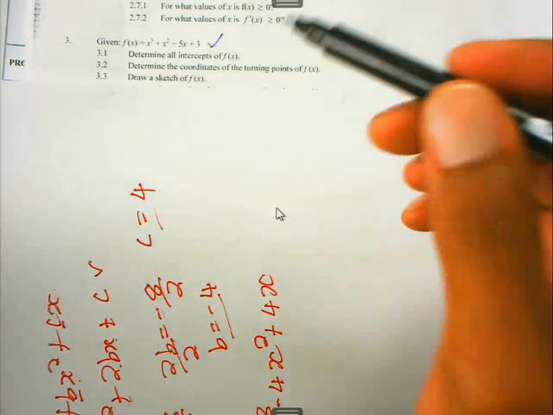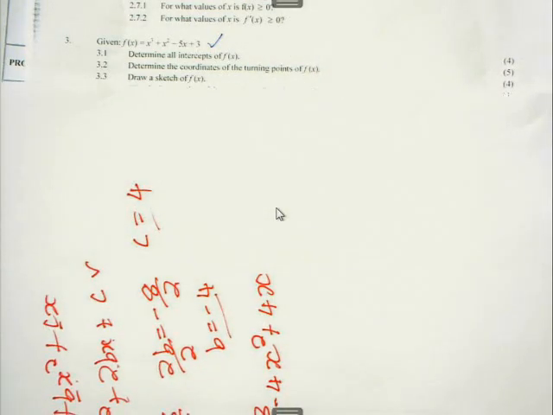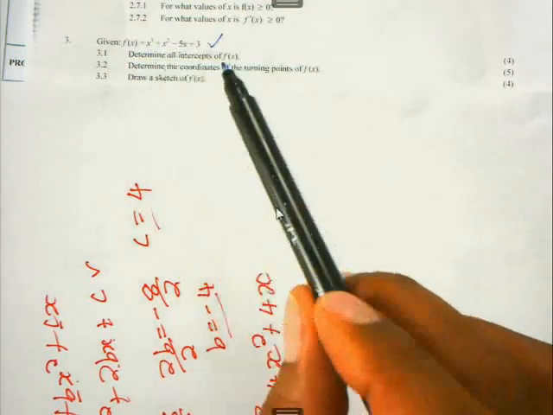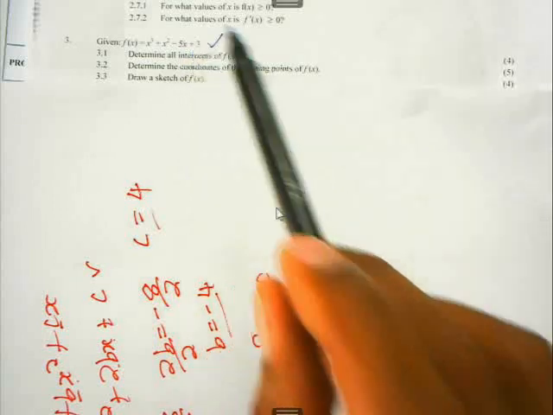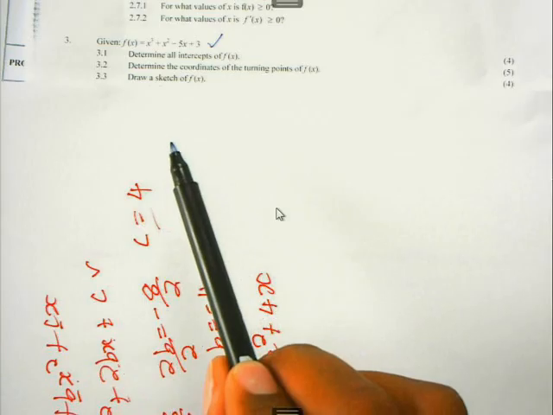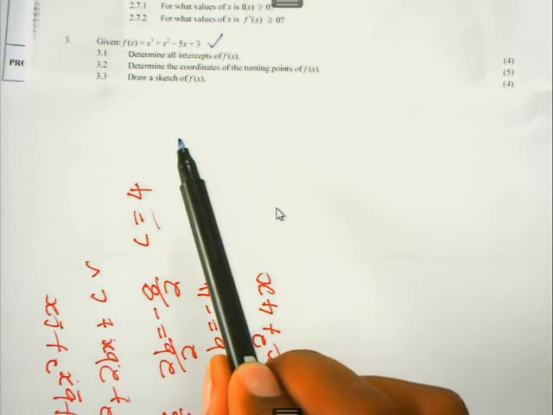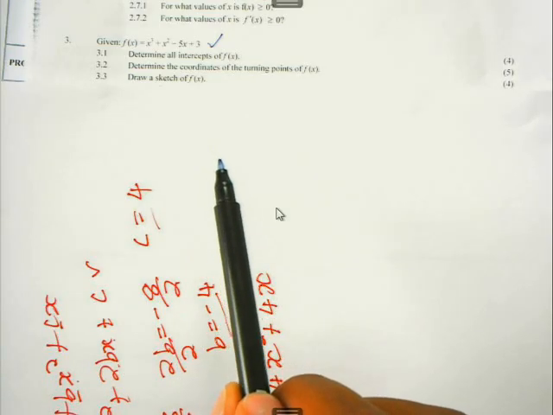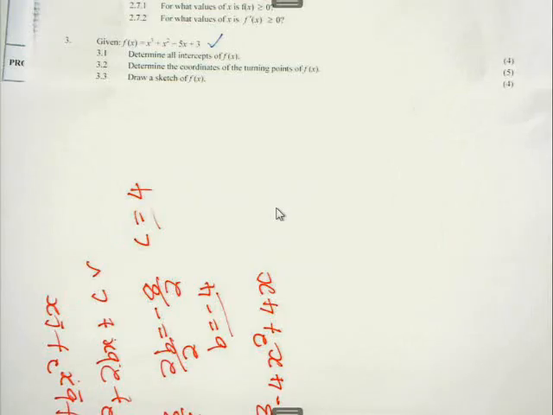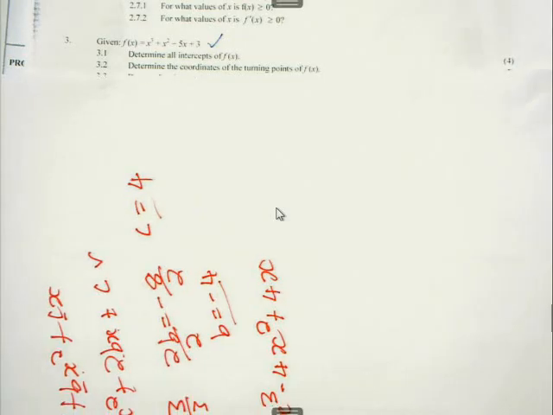Right, now, boys and girls, now this one we're going to do it together, right? They're saying here, given that f of x is equal to x to the power of 3 plus x squared minus 5x plus 3. Is that correct? Yes. Good. Now, the first question says, determine all the intercepts of f of x. It means now determining the x and the y intercept of f.